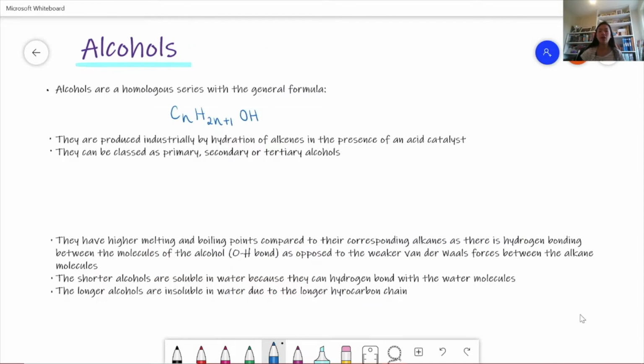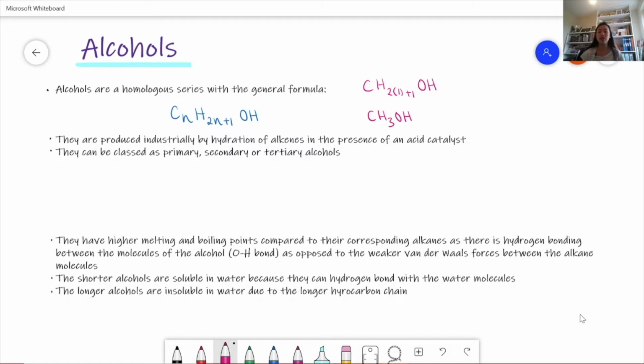So alcohols are a homologous series with the general formula CnH2n+1OH. The first alcohol we have is methanol. That would be when you sub in n equals 1. So we would get a formula of CH2 multiplied by 1 plus 1, OH. So methanol has the formula CH3OH.